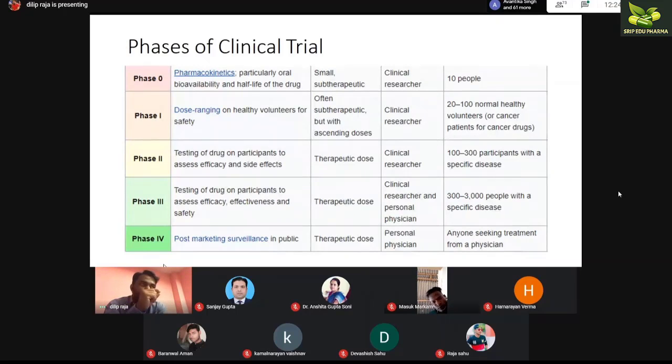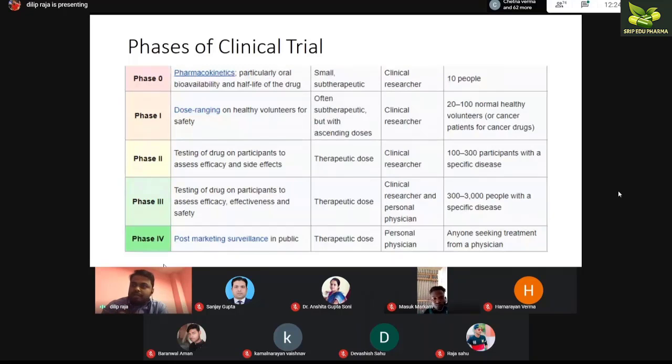Once the drug passes the safety test and gets into phase 2, phase 2 is the exploratory study, in which we will take 100 to 300 participants and see the actual pharmacodynamics of the drug. We will take patients. In the first two phases we took healthy volunteers. Now in phase 2 we will take patients suffering from a particular disease. So if we are doing research on diabetes, we'll take diabetic patients.